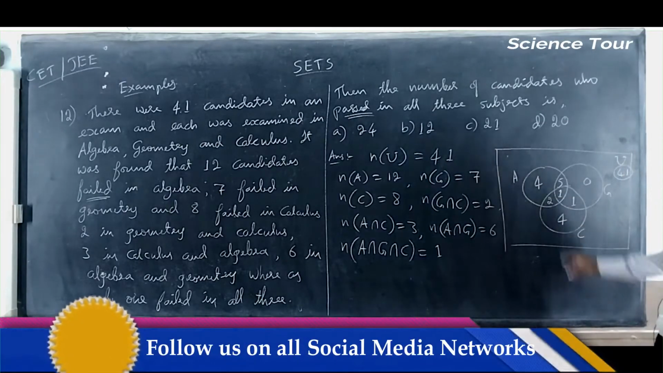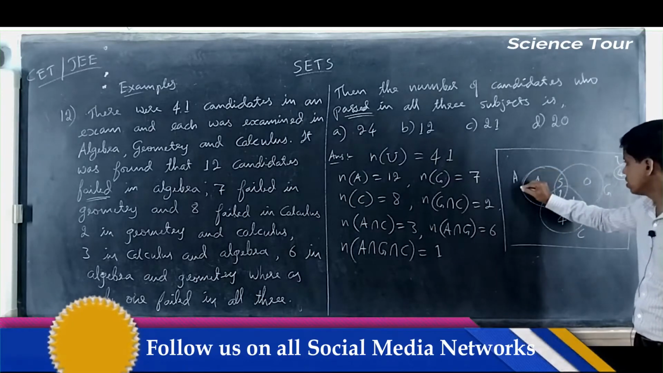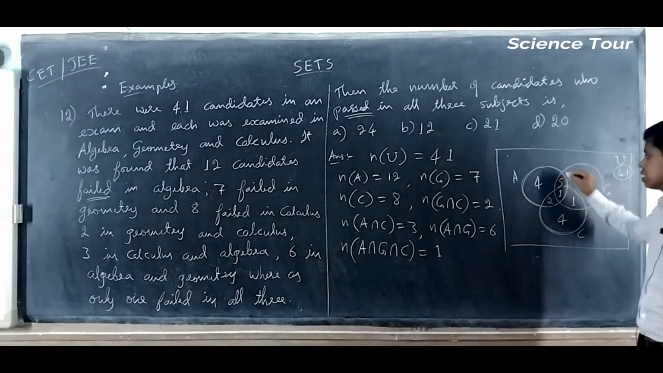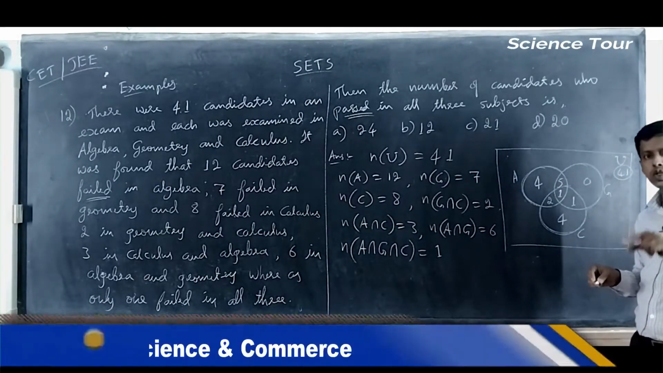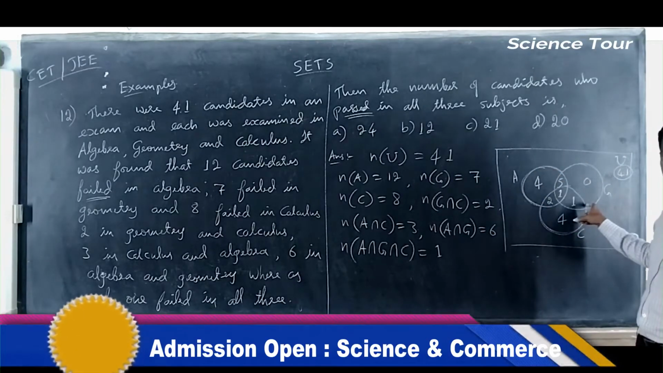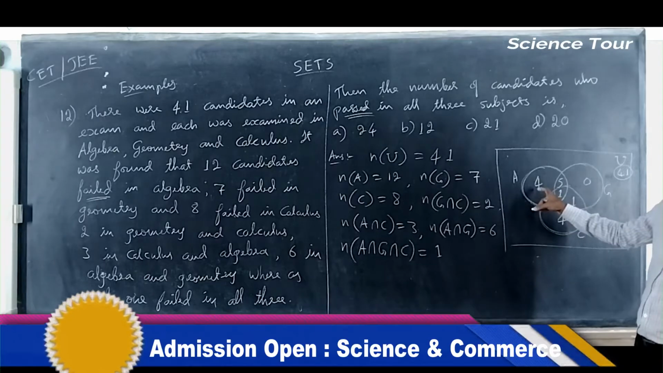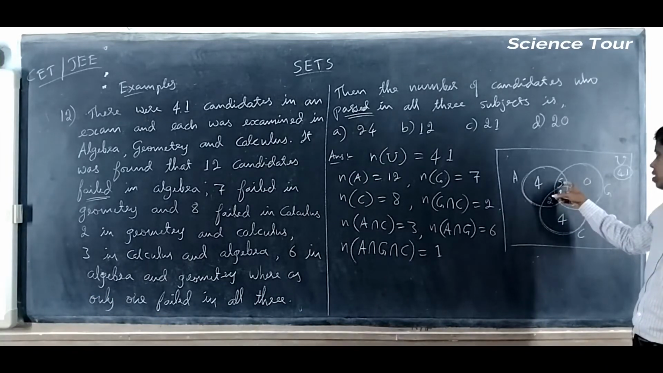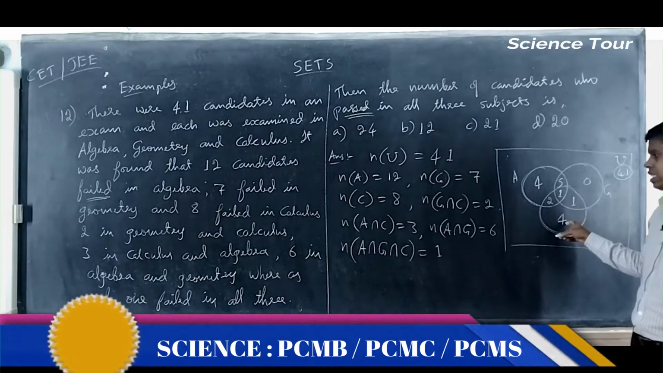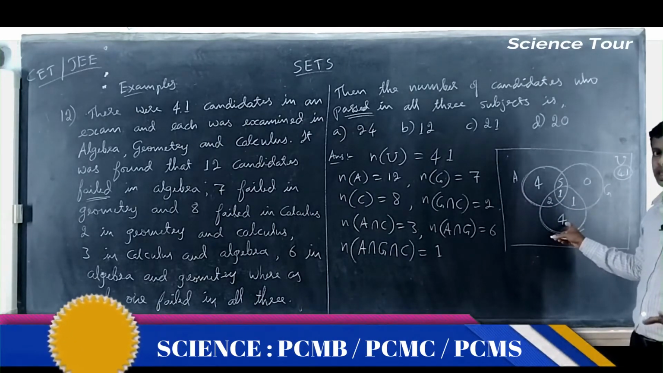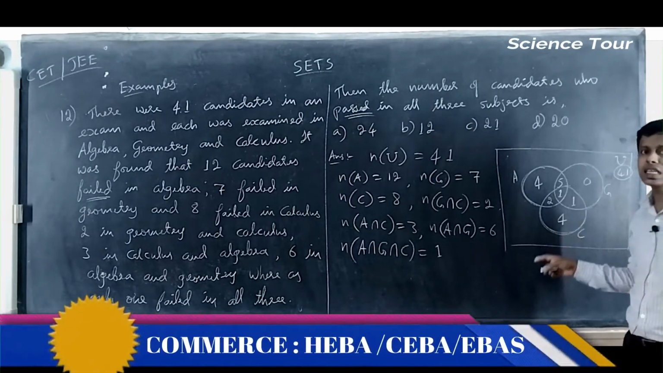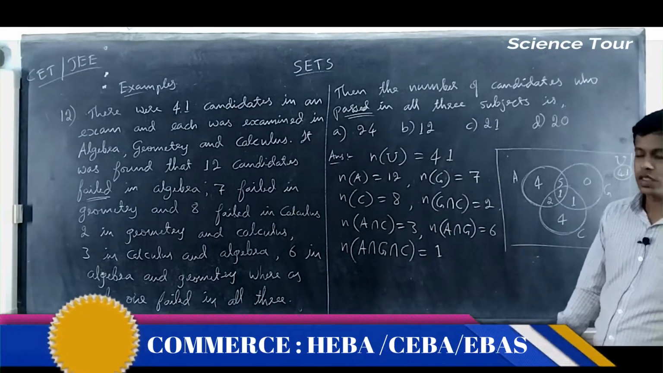Well, now this total region is A union G union C, is it not? That is this total region. Now let us add. How many have you got? 4 plus 5 is 9, 10, 12, 13 and 17, correct? So there are 17 students who have failed in at least one subject.